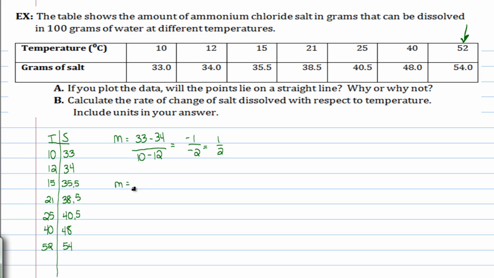Let's do the next 2 points. So 12, 34 and 15, 35.5. The difference in the y values is 34 minus 35.5 divided by the difference in x values, which is 12 minus 15. That's 1.5 with a negative in front of it. So negative 1.5 over a negative 3, and that turns out to be another half. So the slope is the same. That's not enough to show that all these points lie on the same line, but there's a trick you could do.